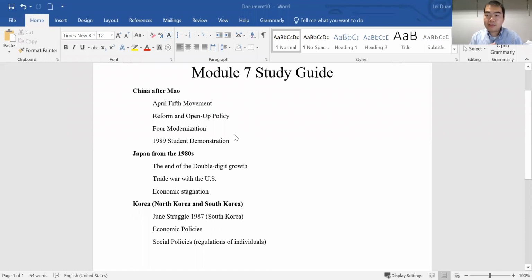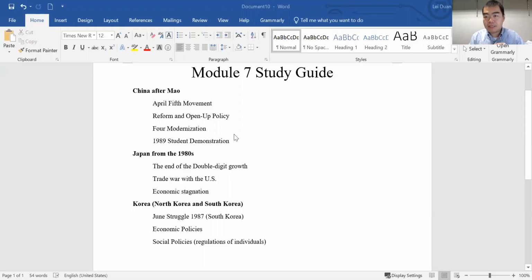Well, this is a study guide for Module 7. First, China after Mao Zedong is China from the late 1970s through the 1990s. In 1976, a lot of movements happened. Well, the first is the April 5th movement. This movement happened before Mao died. In this movement, many people gathered in Tiananmen Square to oppose the government policy, especially the Cultural Revolution.